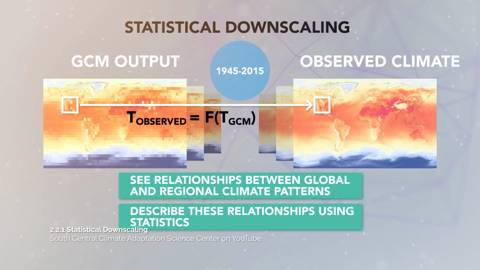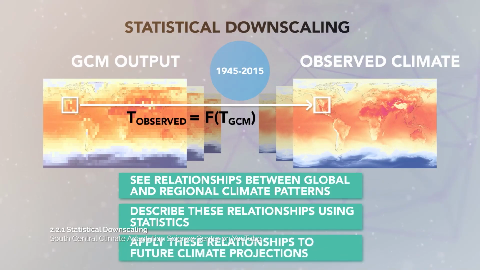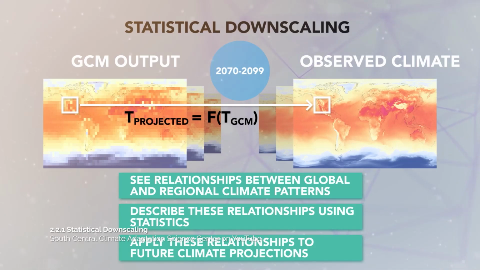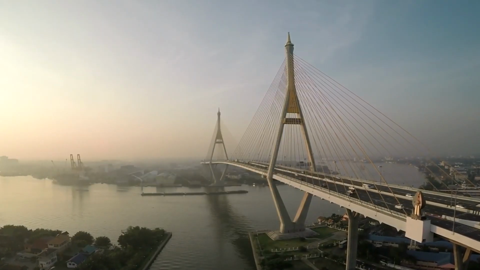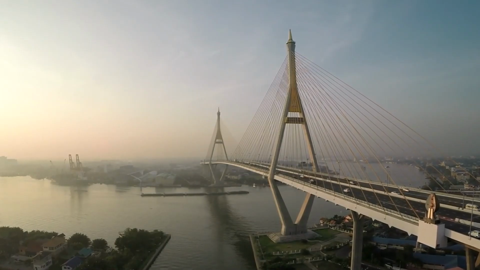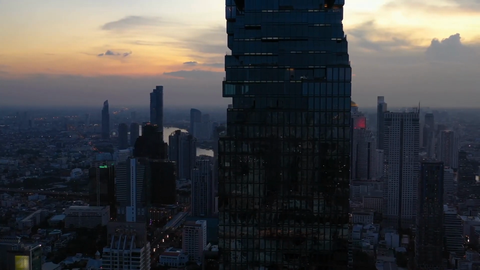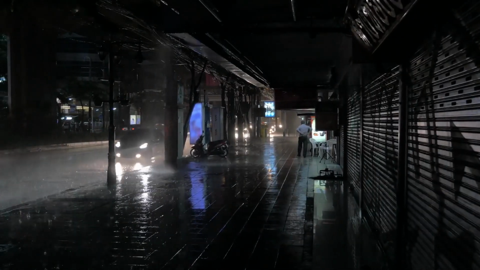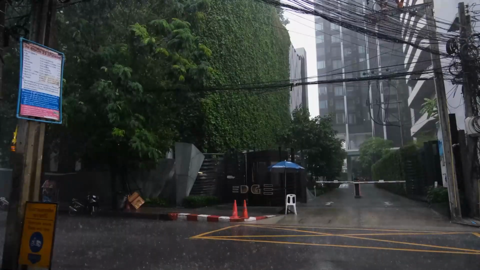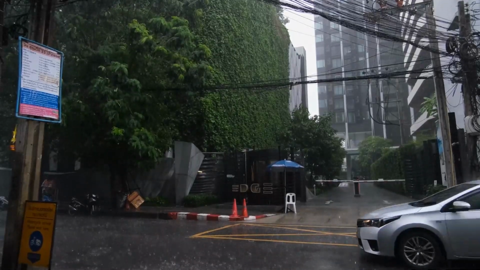While there are different ways of building statistical relationships, the simplest one is the transfer method, which includes a technique called the delta method. The delta method determines the projected change, or delta, of a climate variable from the GCM and applies it to the observations. For example, if we are interested in the average temperature in Bangkok in the future, we can look at the projected change of temperature from a GCM and apply that change to the observations in Bangkok for the same time period to examine what temperatures may look like under a changing climate.